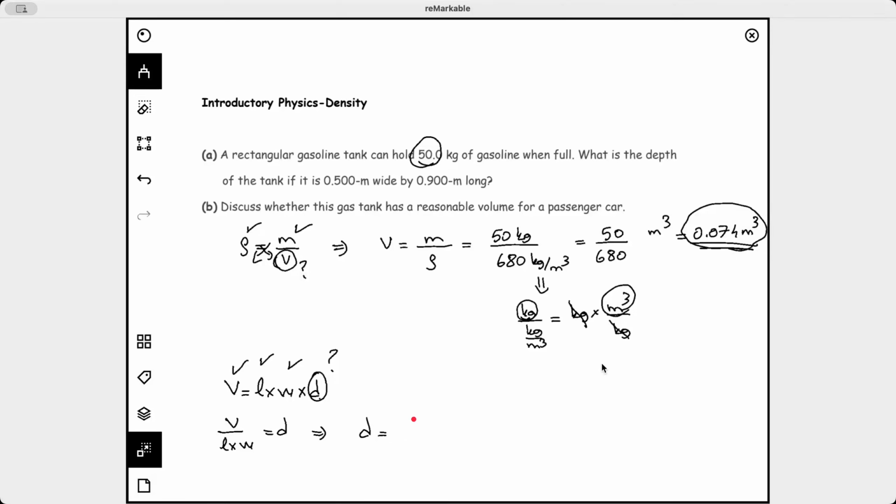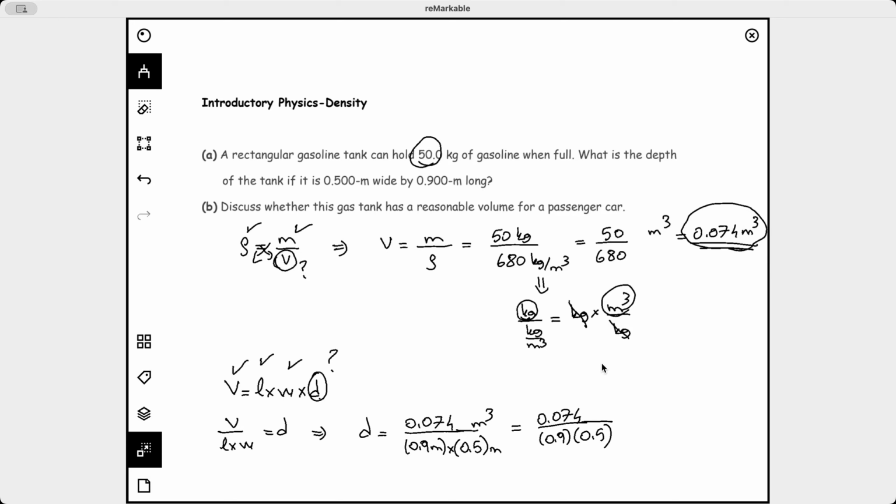V is the volume, that's 0.074 meter cube, divided by 0.9 meter times 0.5 meter. So if you just divide this numerically, it's going to be 0.074 divided by 0.9 times 0.5.